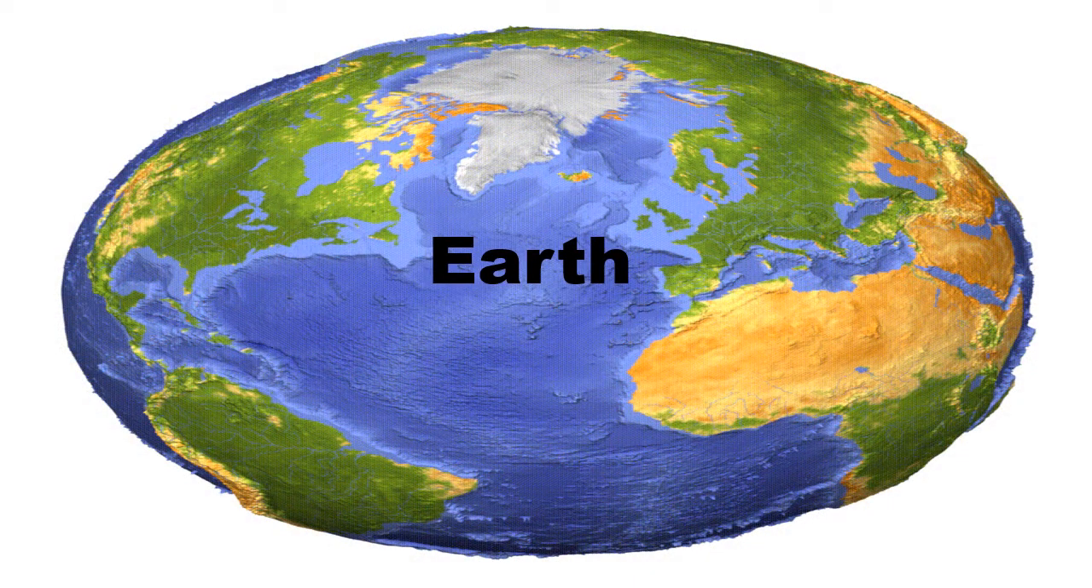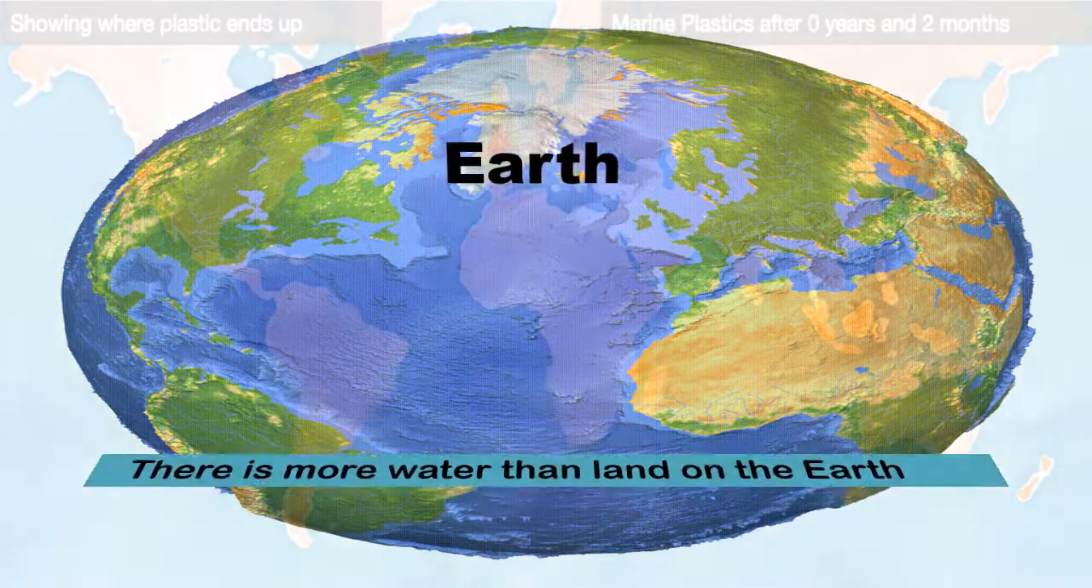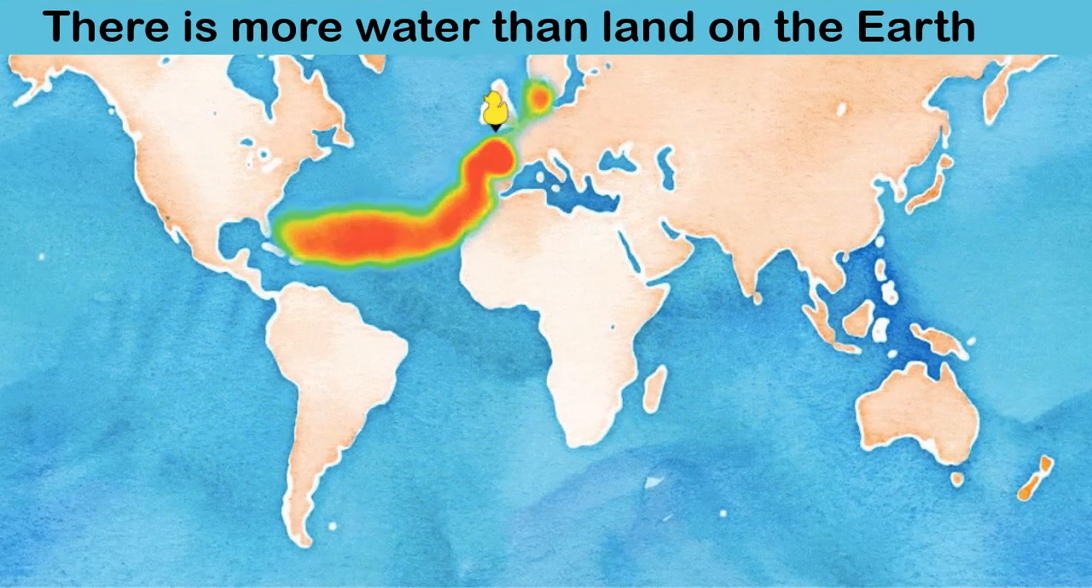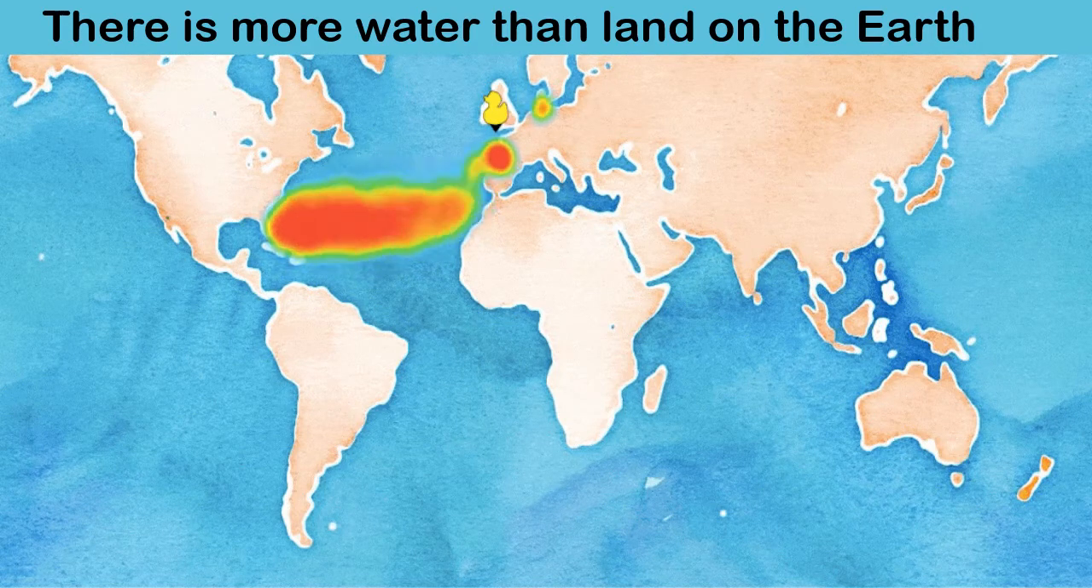Earth is covered with land and water. Children, you can see the blue portion, that is the water, and the green and brown, that is the land. There is more water than land on the earth. As you can see, children, there is plenty of blue and that stands for water, whereas land is very less in comparison with water.